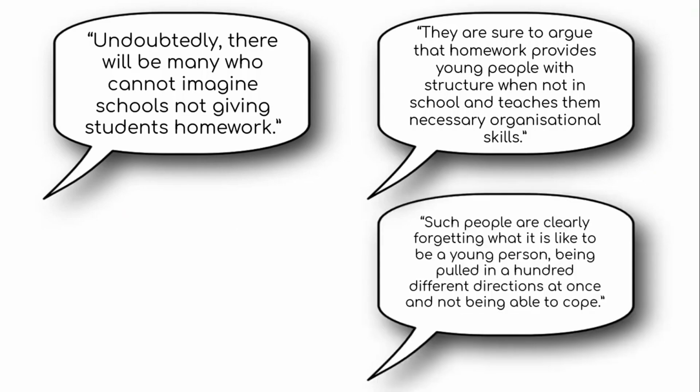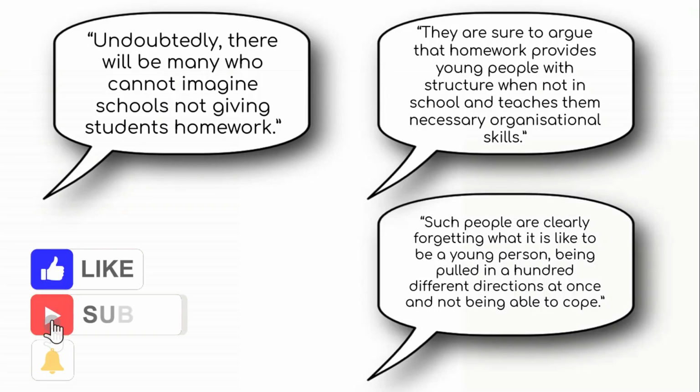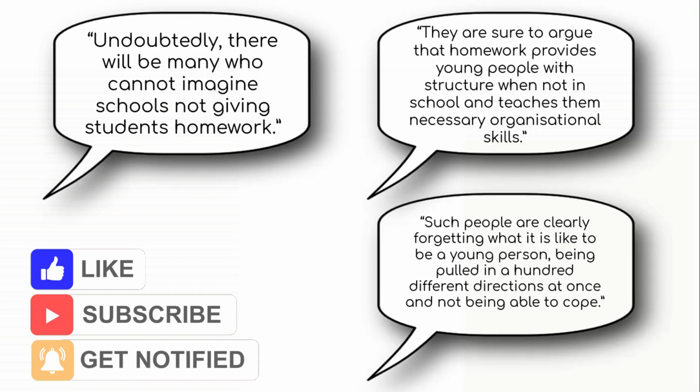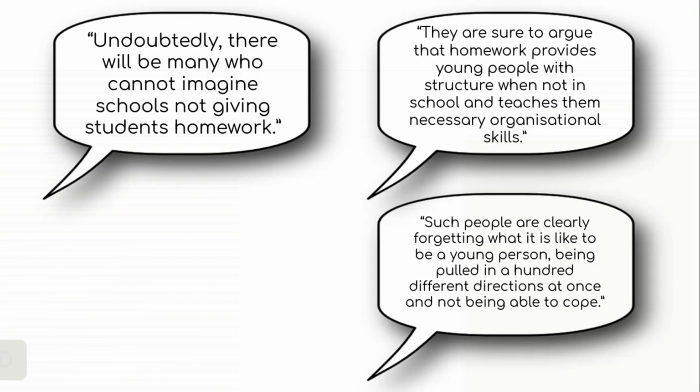But then this is the most important bit. This is where I start to talk about how they're not right. Such people are clearly forgetting what it's like to be a young person. Remember, I'm not talking to kids, I'm talking to adults. Being pulled in 100 different directions at once and not being able to cope. I am asking adults to remember what it's like being a kid. And of course, every adult has had homework at some point in their life. And so, by reminding them of this, I'm making them more likely to sympathize with the young people of today.